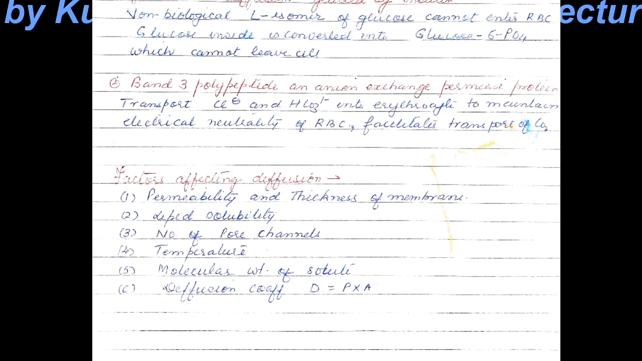Factors affecting diffusion. Permeability and thickness of the membrane are factors affecting the rate of diffusion. Others are lipid solubility, number of pore channels, temperature, molecular weight of the solute, and diffusion coefficient.